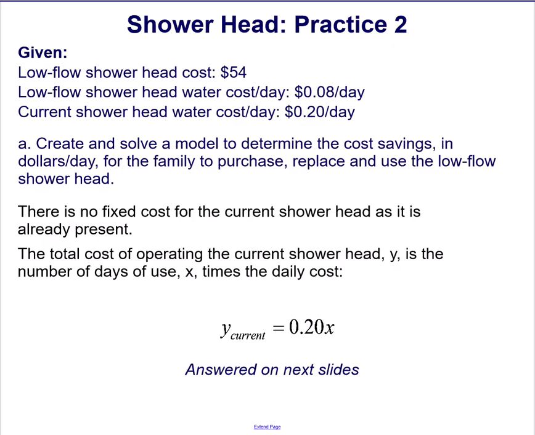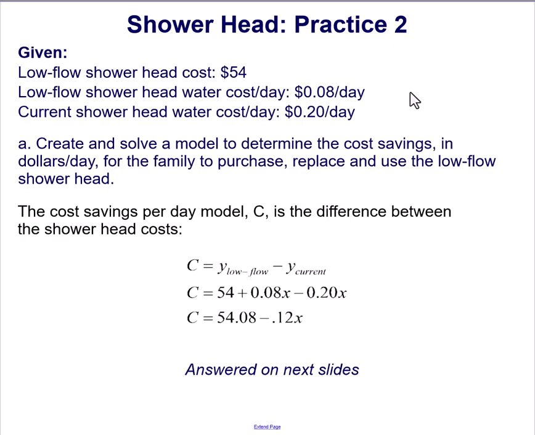Now we're going to find the cost for the current shower head. Right now there's no fixed cost, so there's nothing to add. But we do know that the total daily cost is 20 cents. So we're going to use y with the subscript current is equal to 0.20x, 20 cents per day.